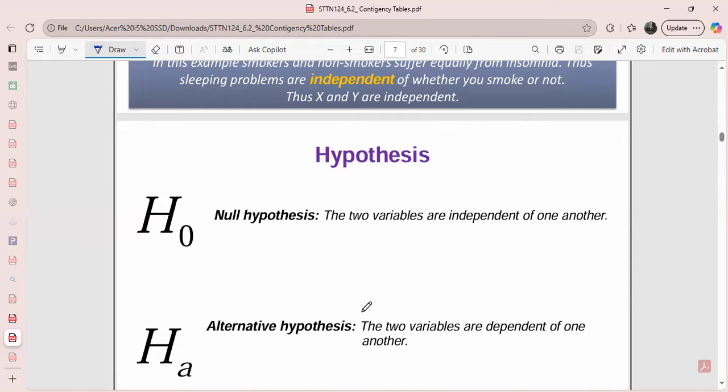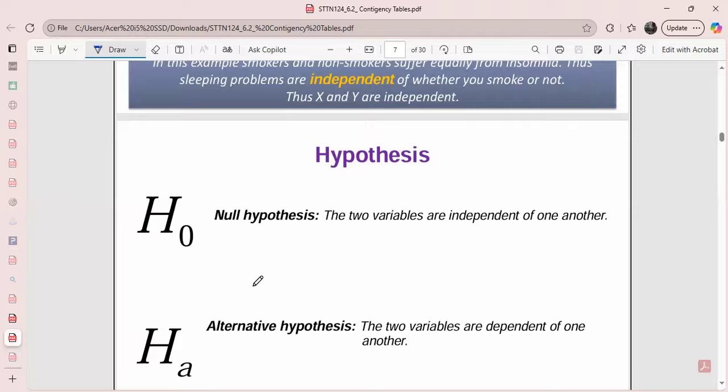Now, you need to be careful of this. The minute you move to the one where you are given only the table, the statement of the null hypothesis and alternative will change. Now we say that the two variables are independent of one another, because we are dealing with the two variables. Because we're given a table. That table has x and y. The variables that they are talking about are x and y. So under the null hypothesis, we said that those two variables are independent of one another.